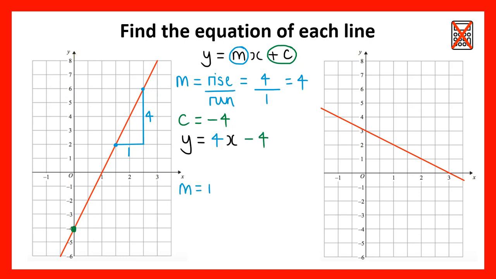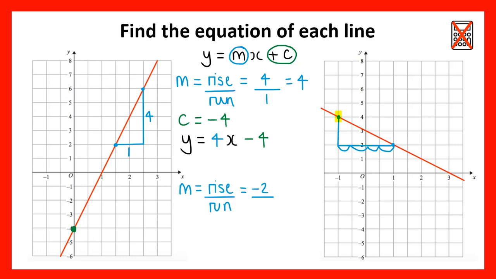For the second question, again, I can find my gradient by looking at the rise over the run, picking 2 points that go through the corners of the squares, and drawing a right angle triangle to connect them. Starting from this point, I'm actually going down by 2, which would be a rise of negative 2, and then across by 1, 2, 3, 4.